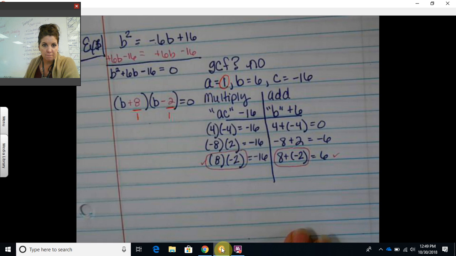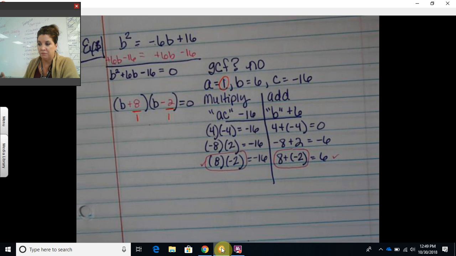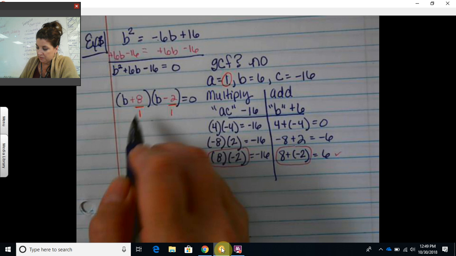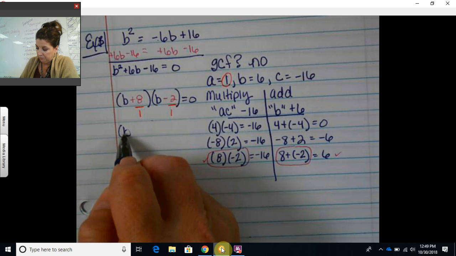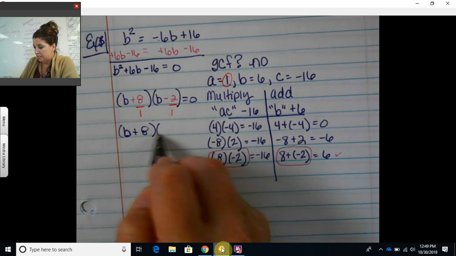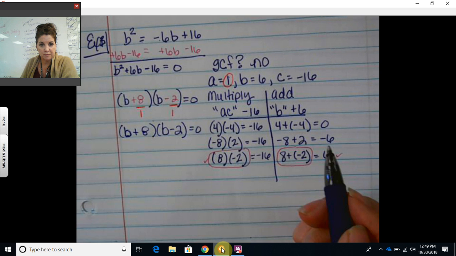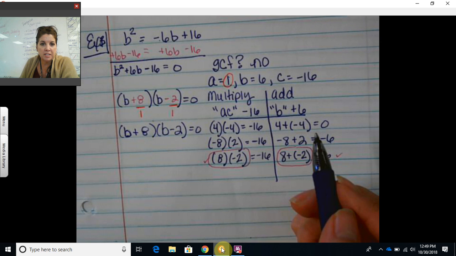Now what happens when we divide by 1? Nothing changes, right? So is it really necessary if A is a 1? No, but I'm going to do it every time because I don't want us to forget that step, because when A is any number other than 1, it will change. So that gives me B plus 8 and B minus 2. So if I were just factoring, these would be my factors.